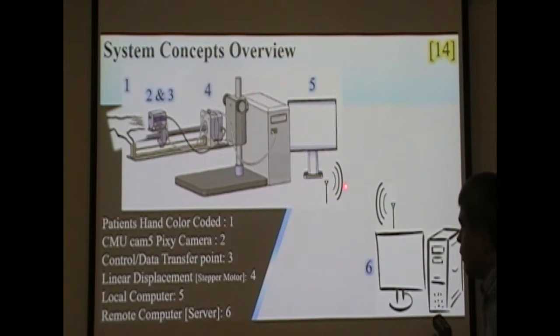Our system overview of our project. Here on number 1, obviously we need a patient hand with a color-coded block, which in this case are LEDs. 2 and 3 are the Pixie Cam and data transferring unit. Number 4 is the linear displacement with a lead screw and the stepper motor. Then the local computer where the patient will access directly, and a remote server where all the information will be stored.